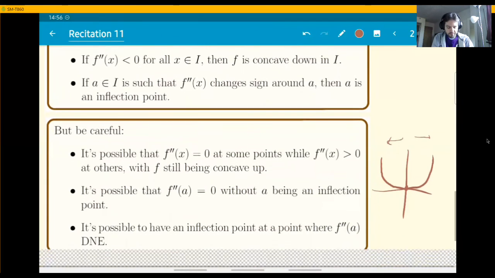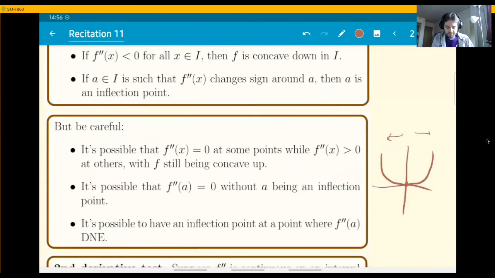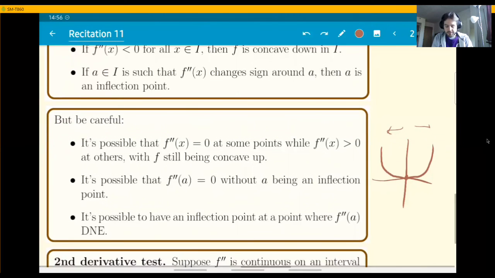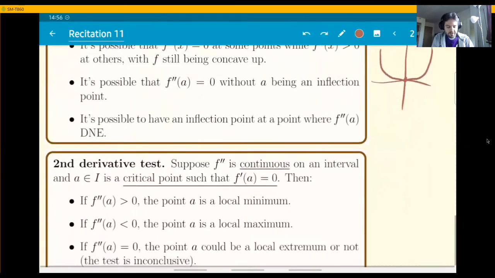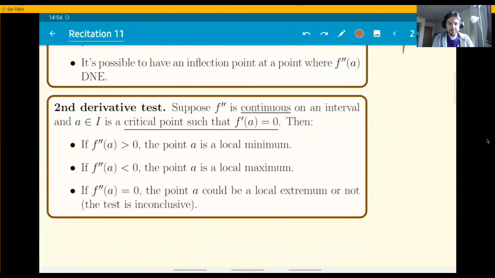And finally, it's possible to have inflection points also where the second derivative does not exist instead of being 0, although it's kind of hard to write down examples. I think it was the x to the 1/3 function. Yeah, so just be aware of this. And here is finally the second derivative test. We'll do one example of this right after this review.